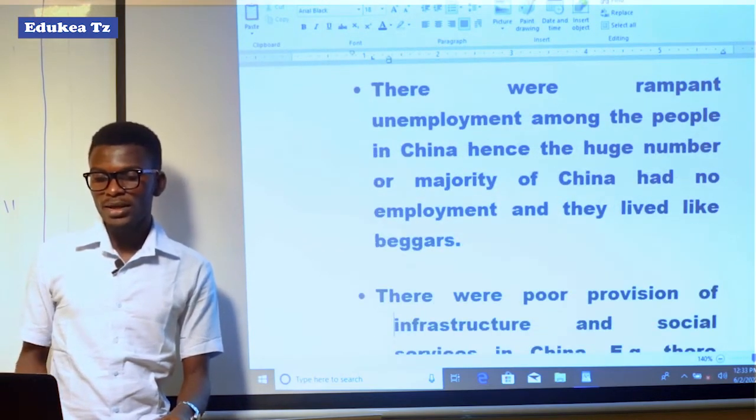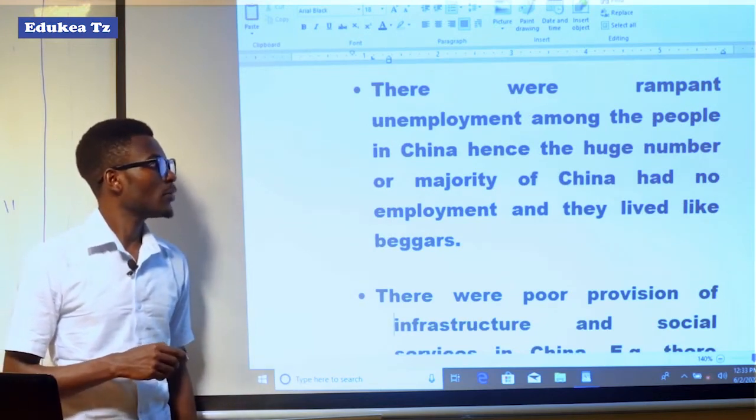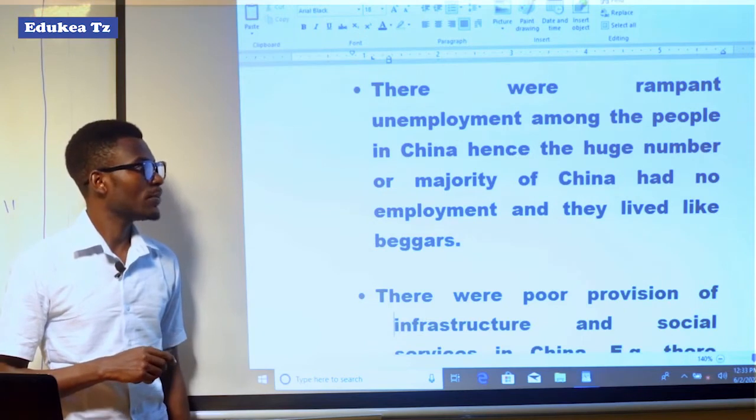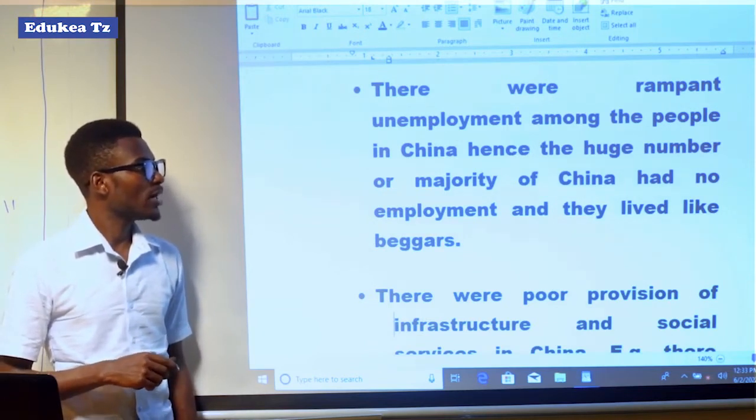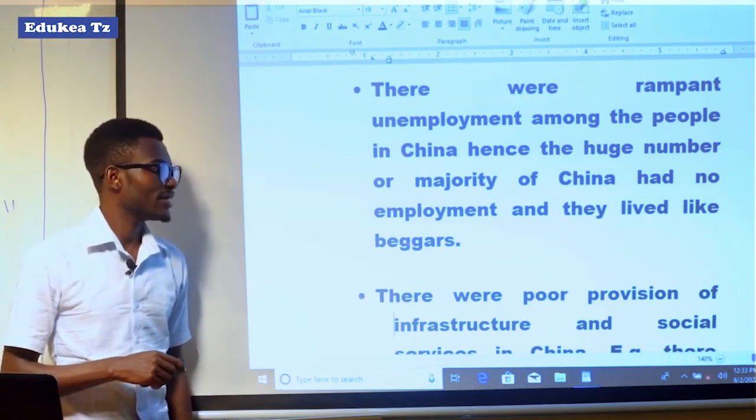Also, there was rampant unemployment among the people in China, hence the huge number of the majority. The huge number or majority of China had no employment and they lived like beggars.